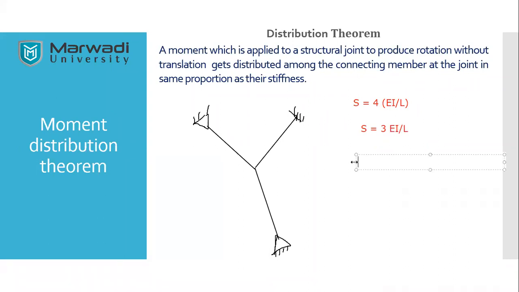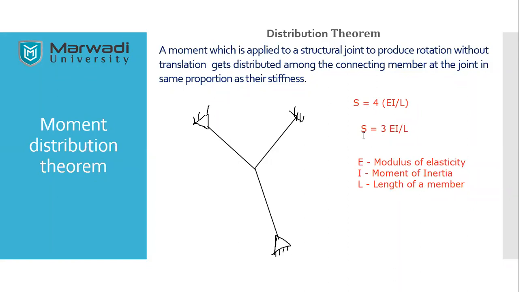First, it depends on the E. What is E? That is modulus of elasticity. The next one is I, that is moment of inertia. And the last one is L, that is length of a member. Is it clear? So on these three factors, the stiffness of beam depends.